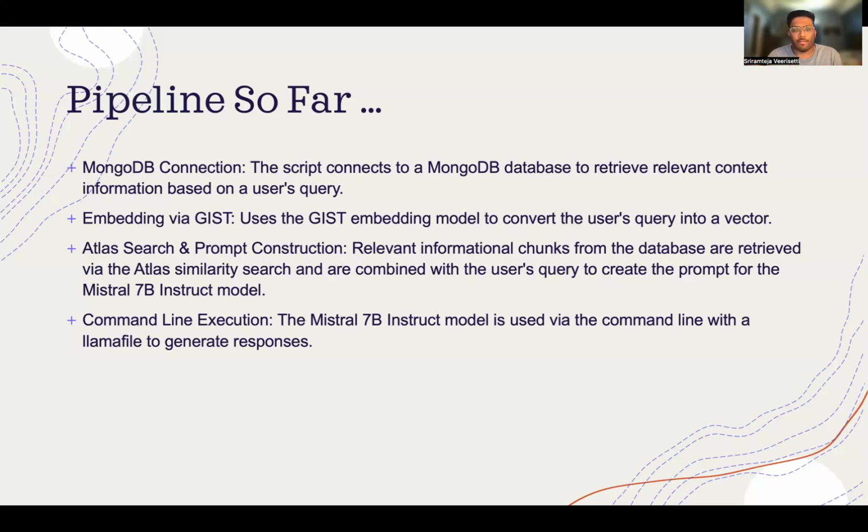And then finally, I created a function that uses the Mistral 7b instruct llama file in order to take the prompt that we just created and generate an output. So it does a pretty end-to-end process, everything from actually connecting to the database to creating the final output using the llama file of Mistral 7b instruct.